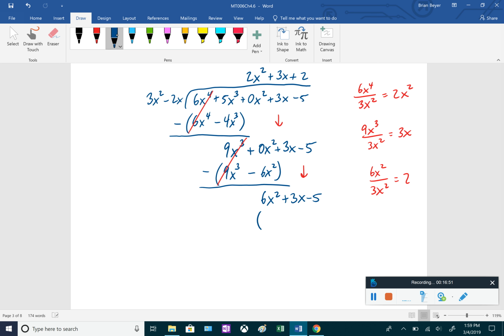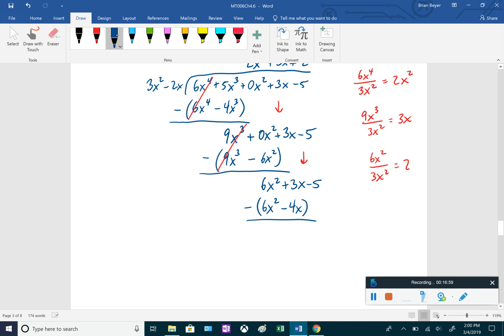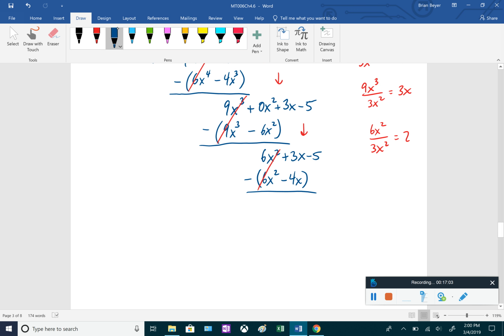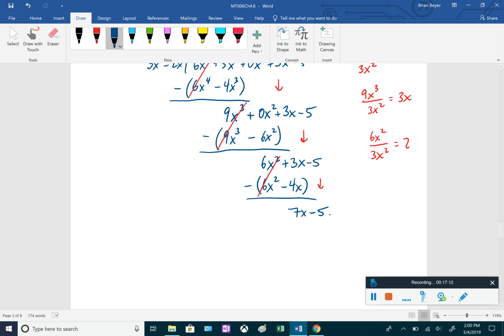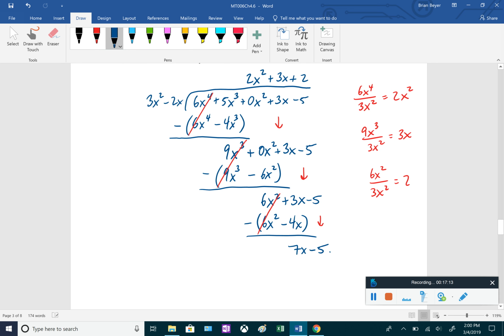Multiply 2 by the divisor. It's going to be 6x squared minus 4x. The x squared terms cancel. 3 minus negative 4, 3 plus 4, 7x. Lastly, bring down that minus 5. That's degree 1 because it's x to the first power. Our divisor is degree 2 because it was x squared, so that's our remainder.